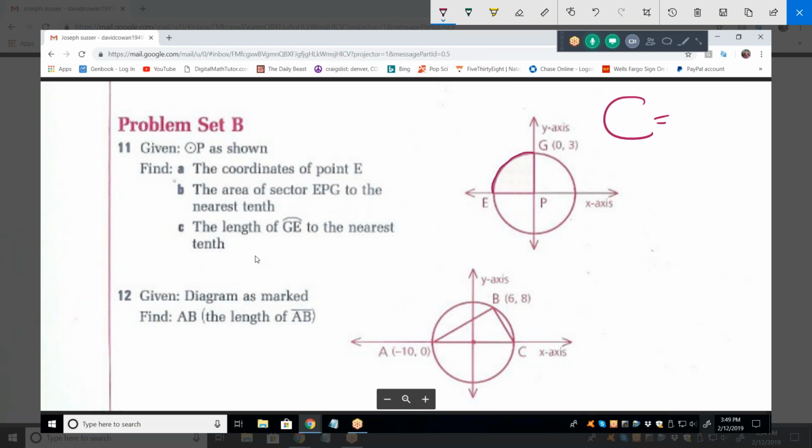3.14 times. Well, let's leave it in pi until we get a final answer, and then we'll round off. In other words, the circumference of a circle is 2 pi r. Well, we got a radius of 3 here, so that's the way we get 6 pi. Let's leave it as 6 pi, but then this is only a quarter of it, so I've got to divide that by 4. Now, put that in your calculator: 6 times pi divided by 4. Come up with an answer and then round it to the nearest tenth.